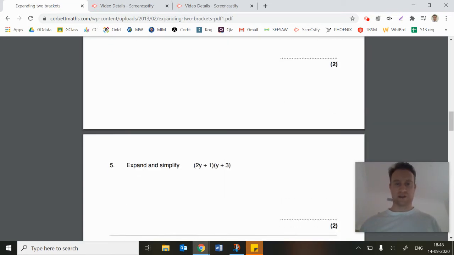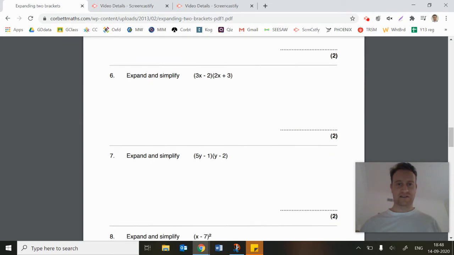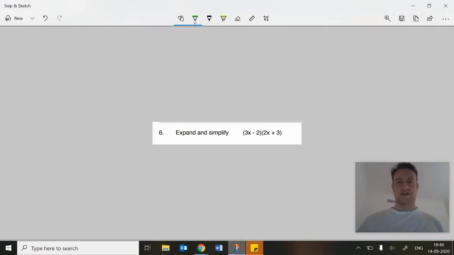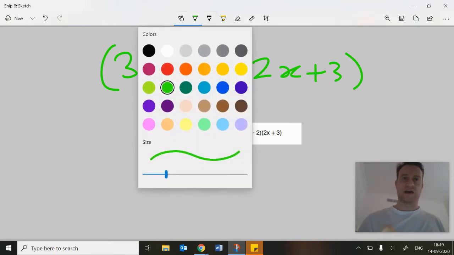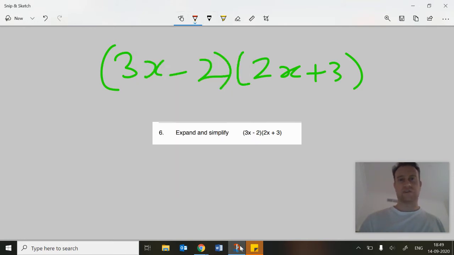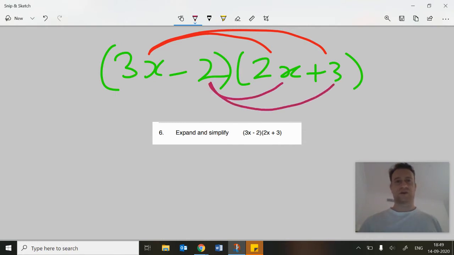Okay, let's have a look at question 6 then. So question 6, I just copied over here. We've got 3x minus 2 times by 2x plus 3. And again, we're going to put in our 4 lines. So we've got 3x times by 2x, and then 3x times by 3, and let's just change that color. So we've got minus 2 times by 2x and minus 2 times by 3. So the minus goes with the number that follows it.